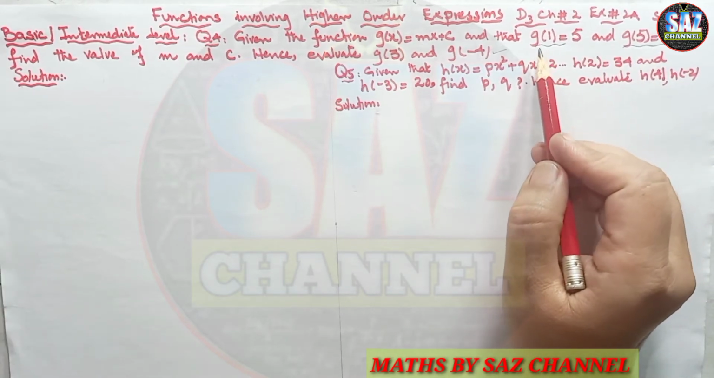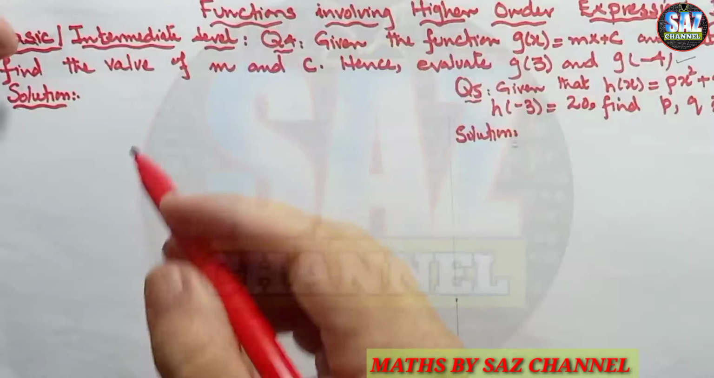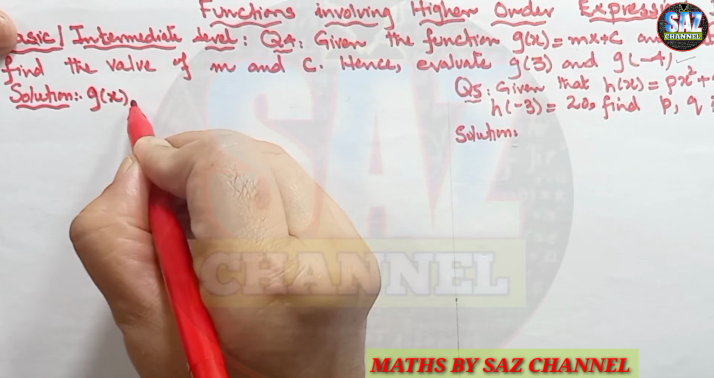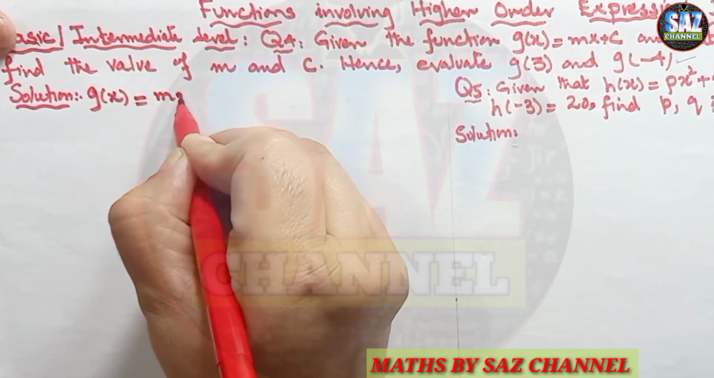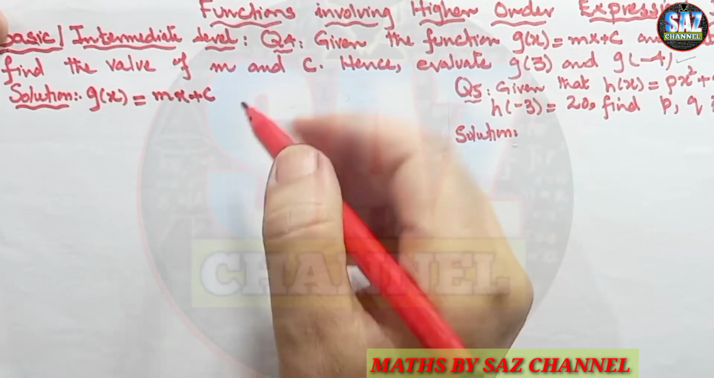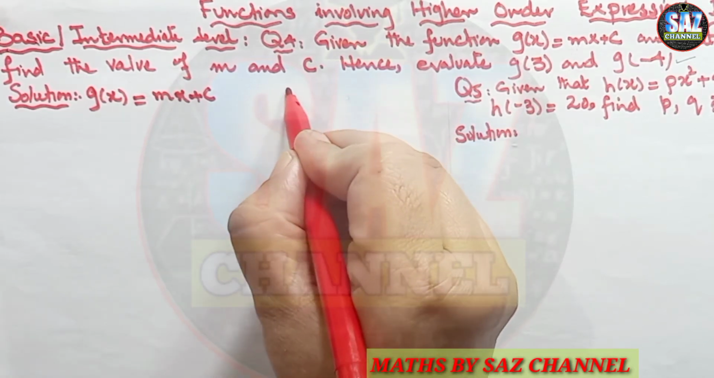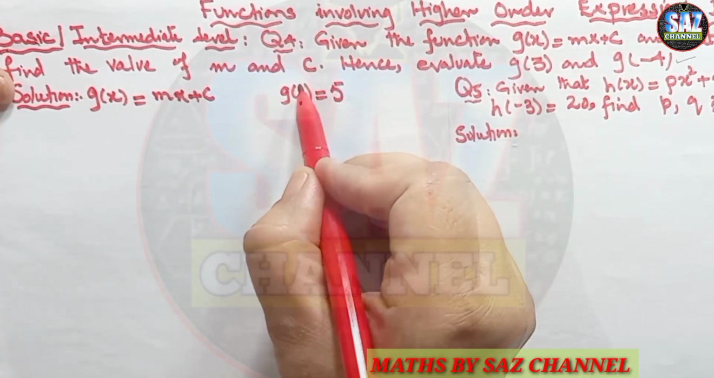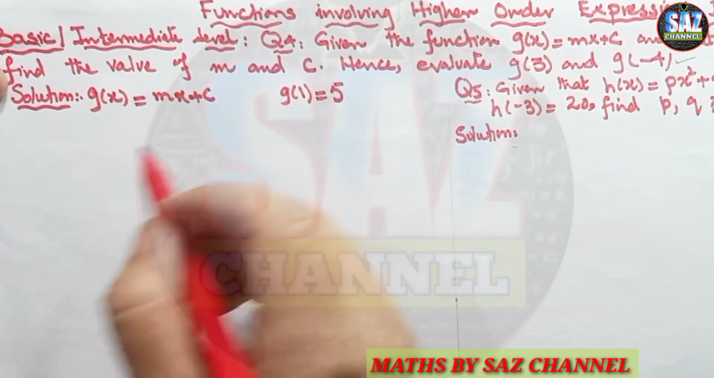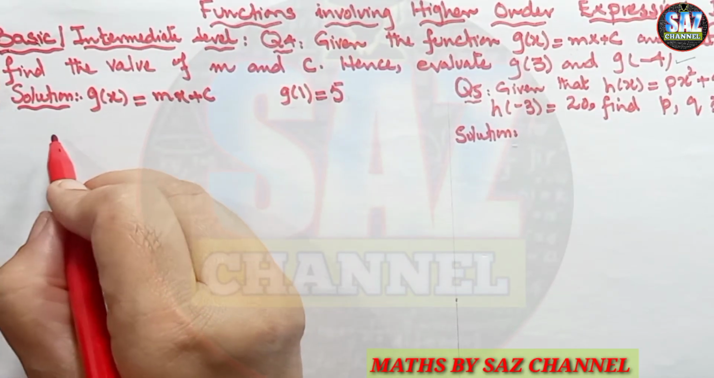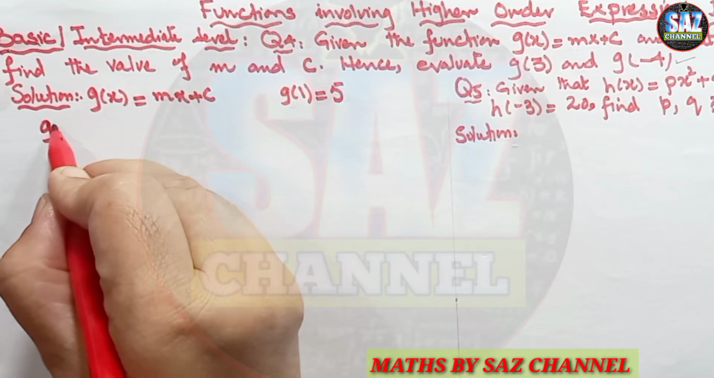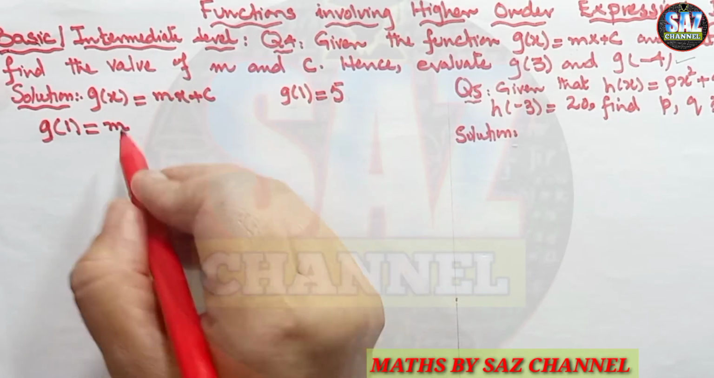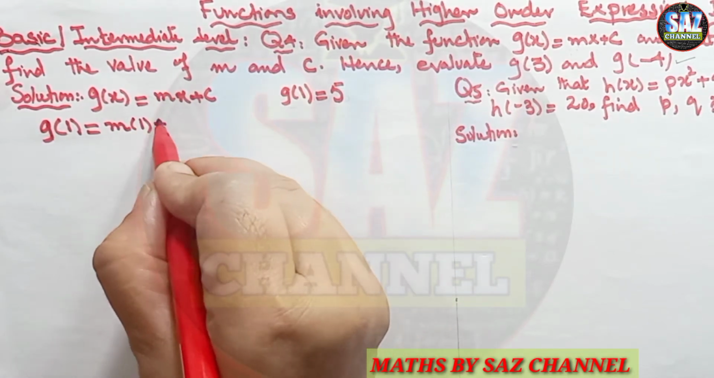Now what I have to do, I have to write the function first, that g of x equals mx plus c. Now the first condition given is g of 1 equals 5. It means that the input, or the value of the variable, is 1. So instead of the variable, I'll replace 1. So my function will take the form g of 1 equals m, instead of the variable, I'm replacing 1, plus c.